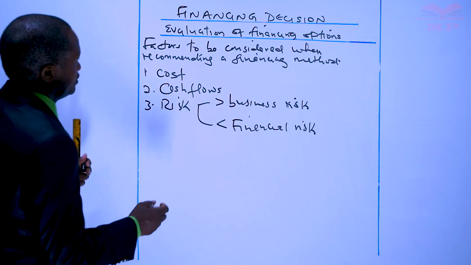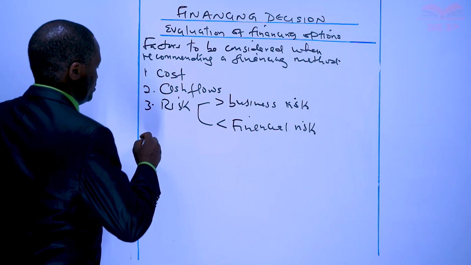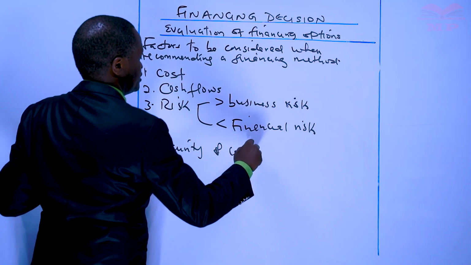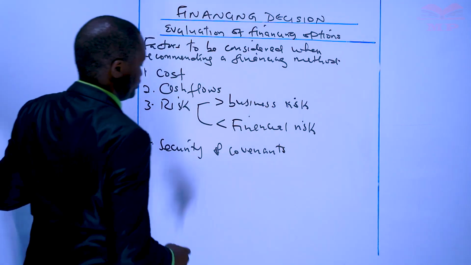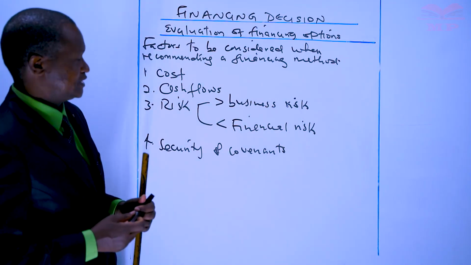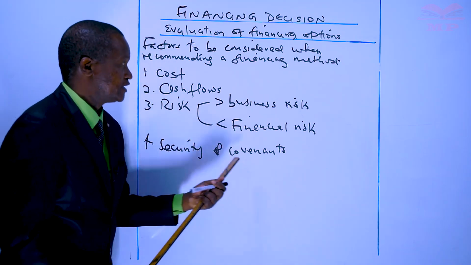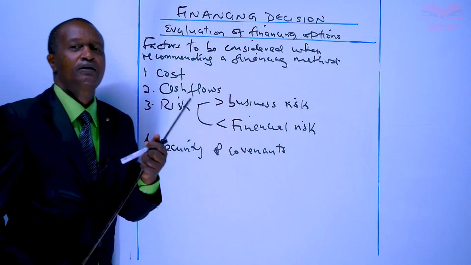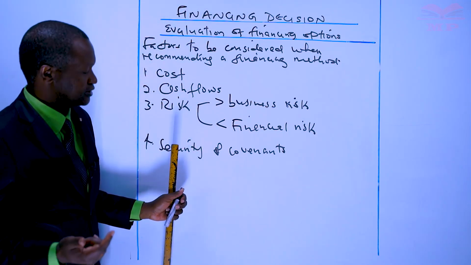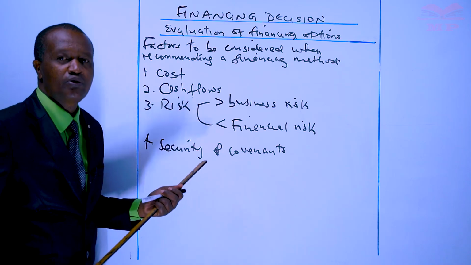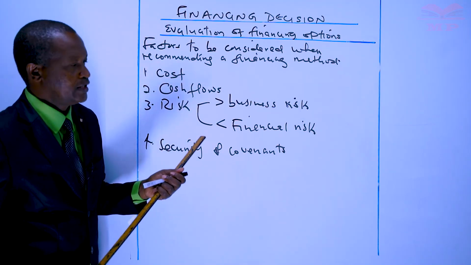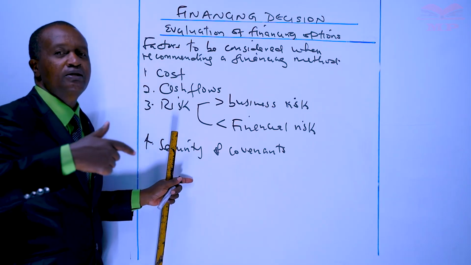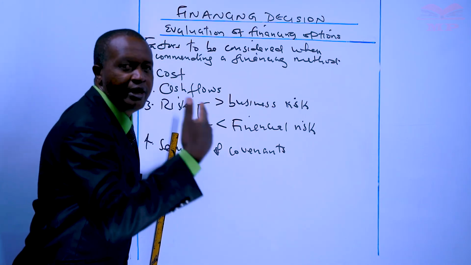The fourth factor, number 4, security and covenants. Security and covenants is another factor to consider. Now, for example, candidates, if debt is to be raised, security or collateral may be required. And from the data given, it should be possible to establish whether a suitable security may be available.